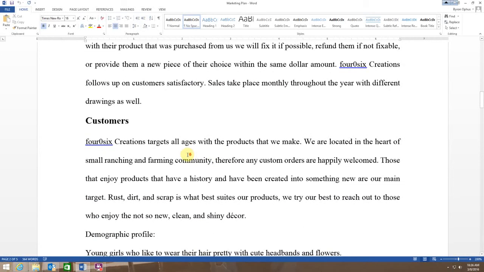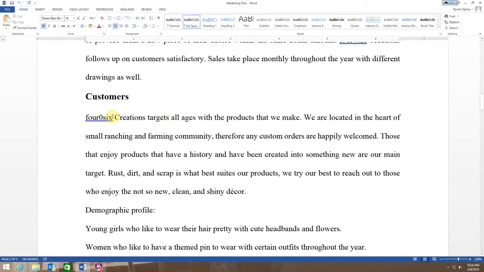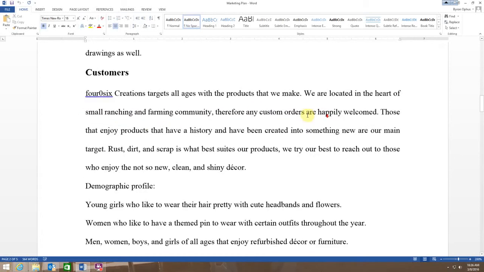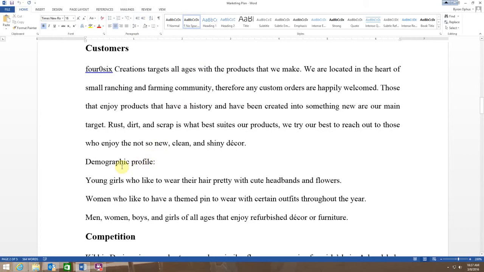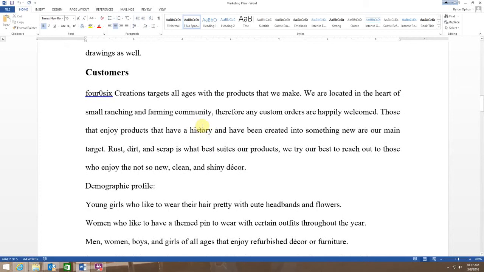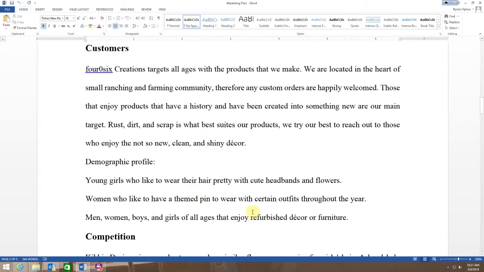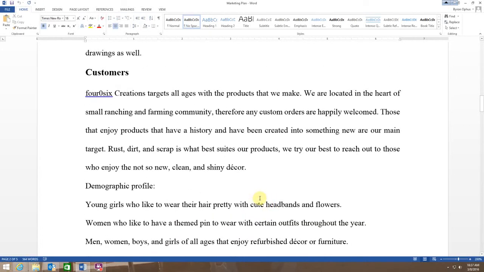Your product, okay, that's fine. Now, this doesn't work: it targets all ages with the products that we make. I think I mentioned early on when I was talking about marketing, it's nearly impossible to have a target market that's everybody. I doubt that teenagers, for example, are going to be huge. You say young girls, that's fine. You're probably not going to see a lot of young guys coming in, though I may be wrong about that. Men, women, boys, and girls of all ages enjoy refurbished decor or furniture.